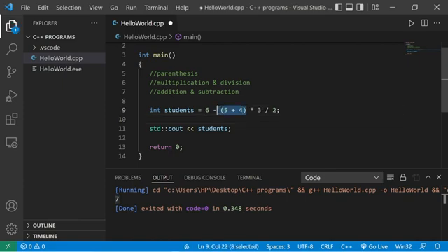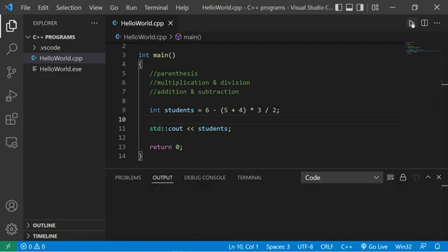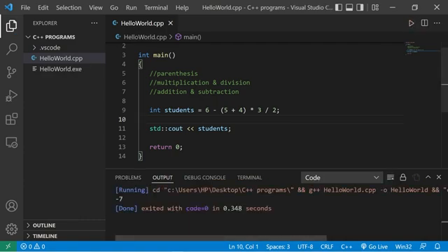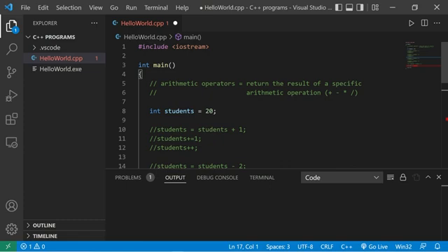I'll surround this part of the equation with a set of parentheses. The new result is -7. Well, yeah, everybody, those are some basic arithmetic operators. They return the result of a specific arithmetic operation.